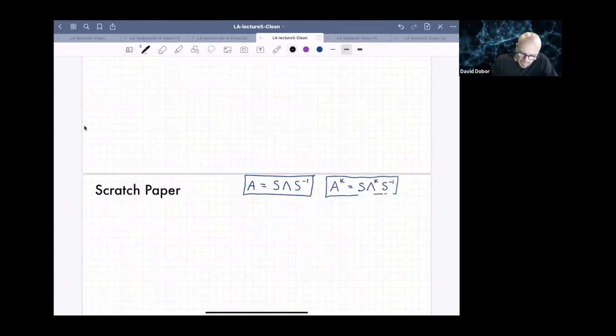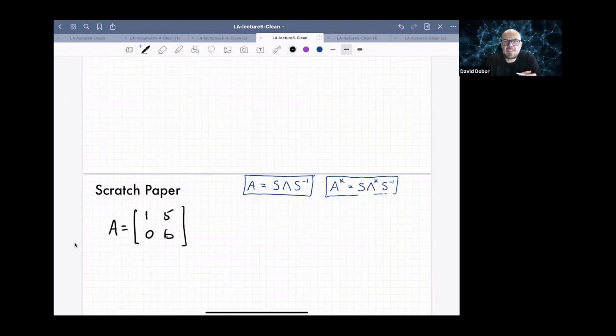Okay, so now A is this matrix: 1, 5, 0, 6. The question is, diagonalize this matrix. Now, granted, this is the first example, it's a small one. But let's go through the process that we just described in symbols and in words. What's the procedure? First, find the eigenvalues.